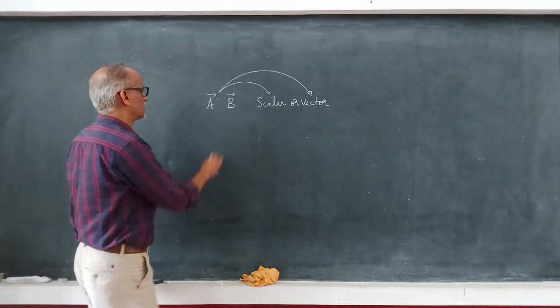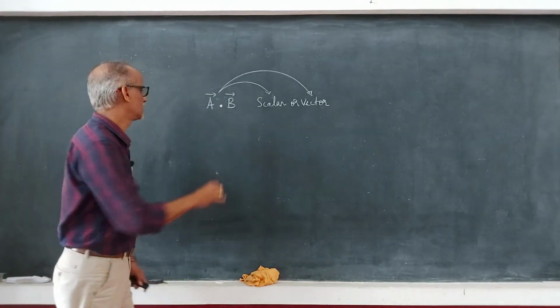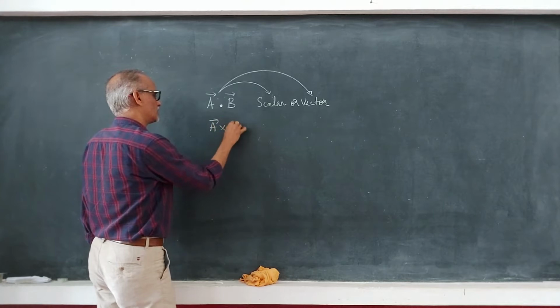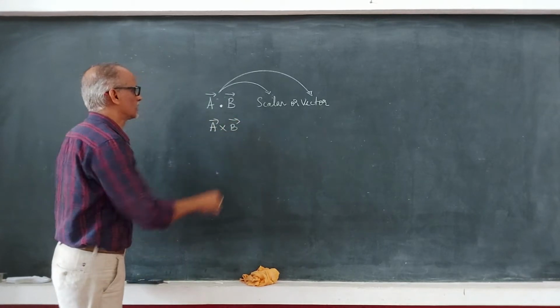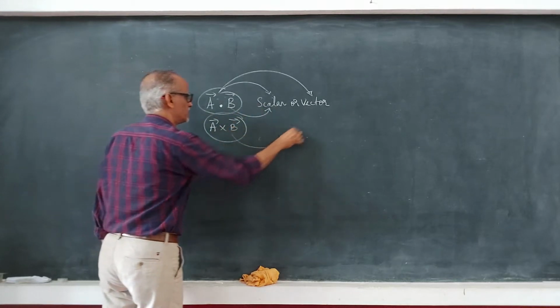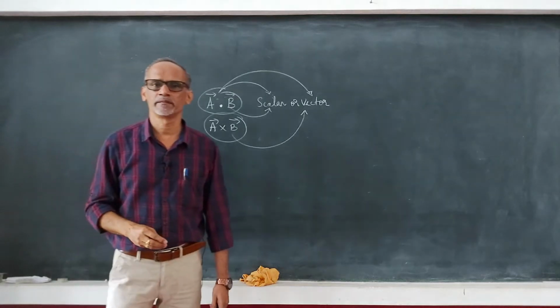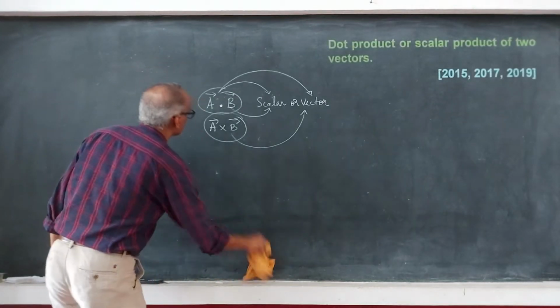The first one is called dot product. It's represented by A dot B. The other one is called the cross product. The dot product will always give you the scalar, whereas the cross product will give you the vector. So these are the two types of vectors. So that's what we are going to learn today.